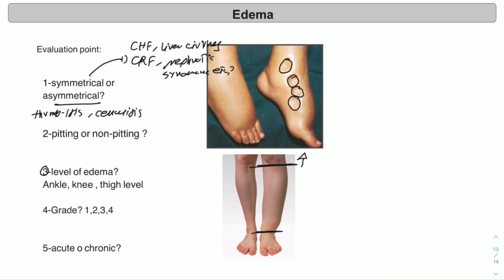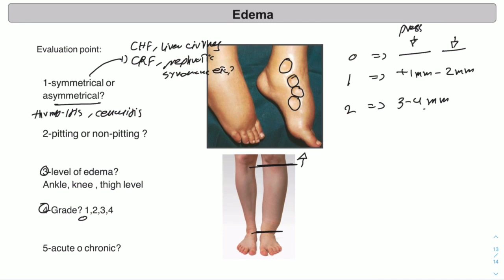Okay, so the next evaluation point we have is the grade: 1, 2, 3, 4, and there is 0. What do we mean by saying 0? 0 is no pitting, okay? No matter how long we press, there is no pitting. It's going to stay the same, okay? Grade 1 is a 1 to 2 millimeter depression. Grade 2 is a 3 to 4 millimeter depression or much more.